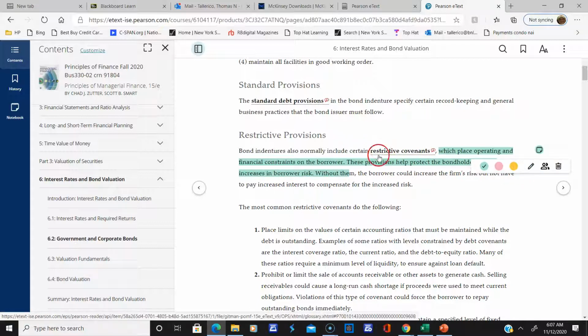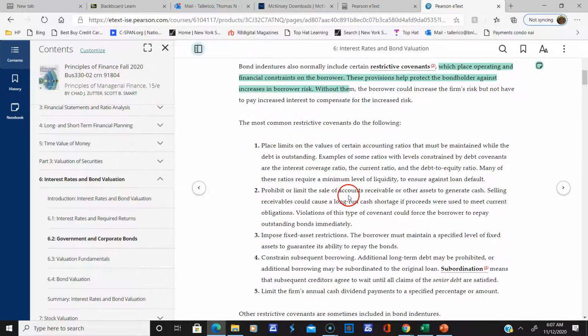So if you look here, these provisions help protect the bondholder against increases in borrower risk. Without them, the borrower would increase the firm's risk but not have to pay increased interest to compensate for the risk. And here's a list of the covenants, right? So these are the most restrictive covenants.